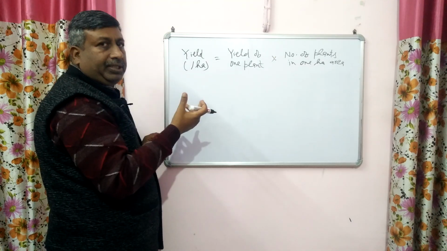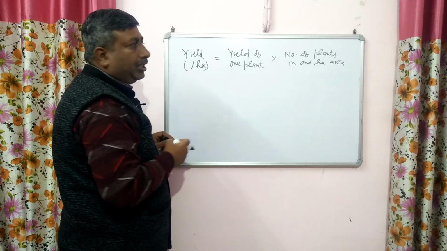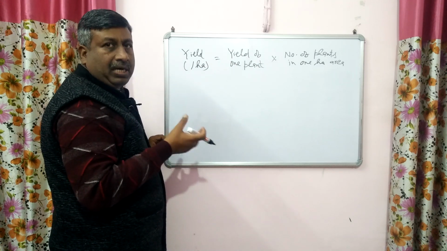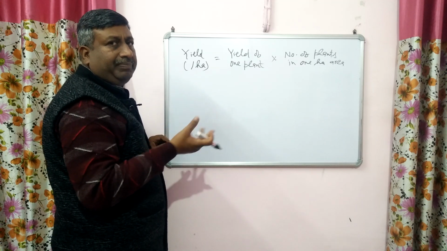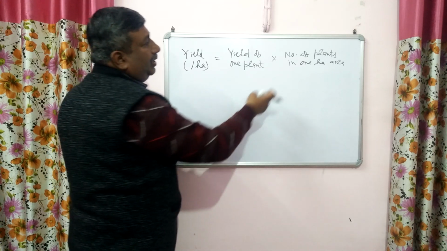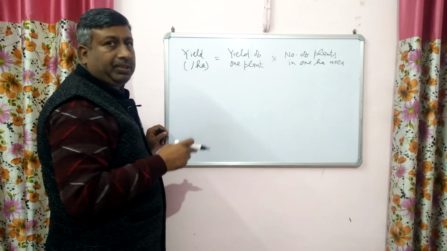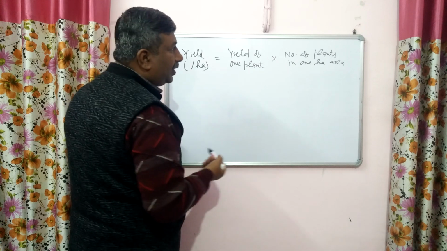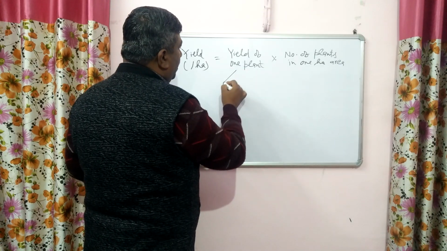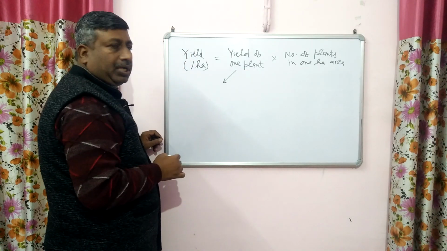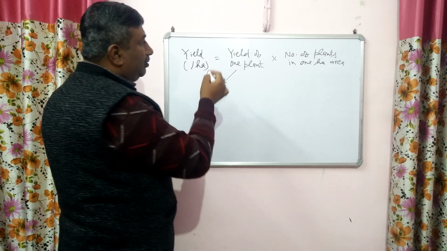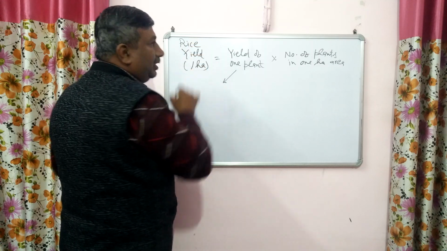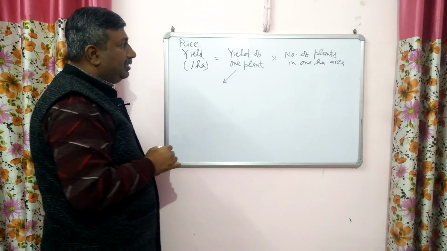Suppose it is 1 square meter area, then we have to calculate the number of plants in 1 square meter area. Similarly, if the question is asked for 1 acre or any square meter area, 100, 200, 300, then we have to determine how many plants are in that particular area. And now, how is the yield of one plant calculated? Our case is rice yield. Our interest is in rice yield estimation.